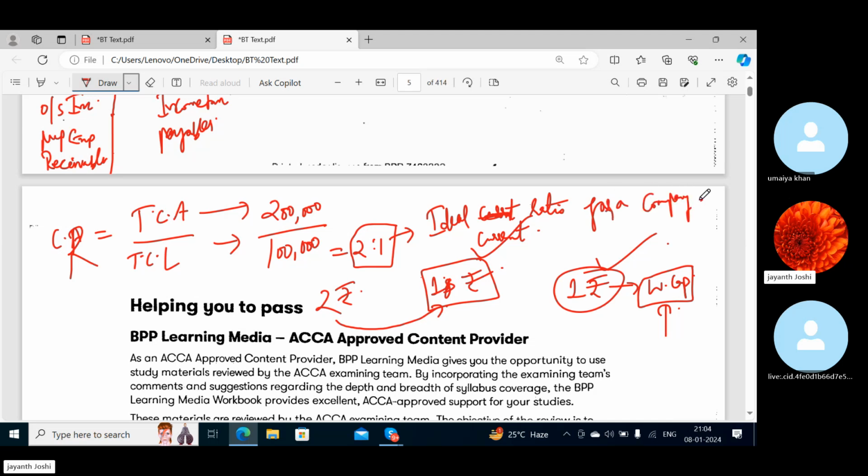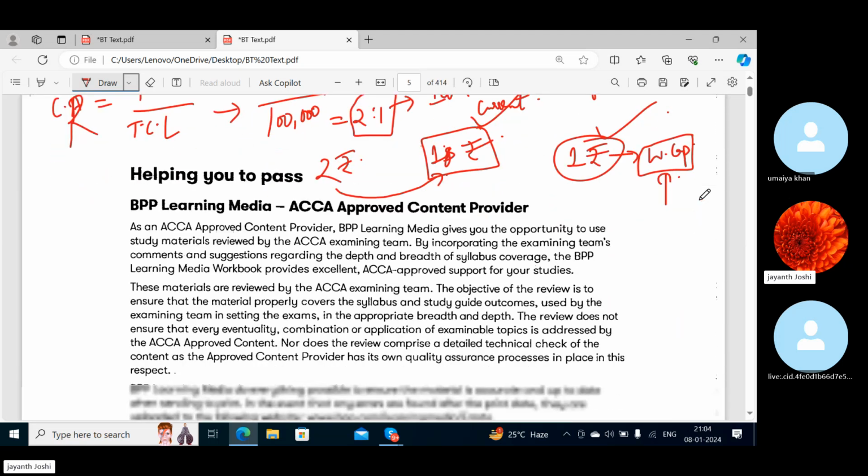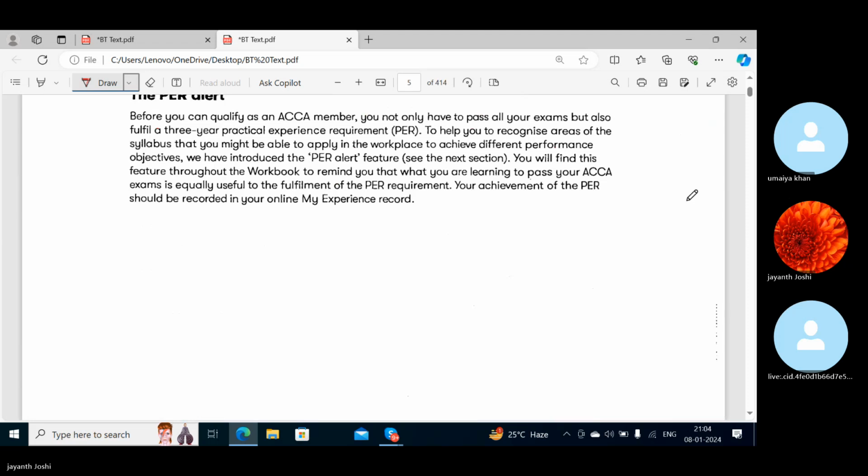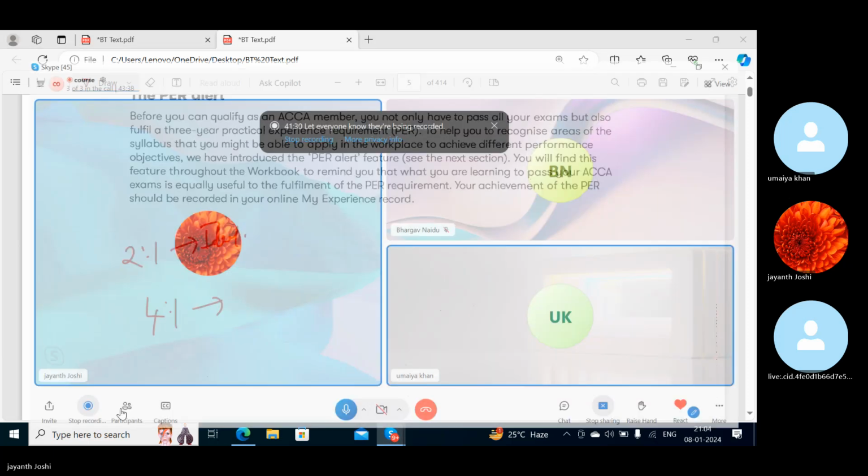Now, second point. This is a very important question. Try to answer this, both of you. 2:1 is ideal. I ask you one question: if Reliance company's current ratio is 4:1, is it good or bad? Good, Umayya says good. Bhargav, you tell me.